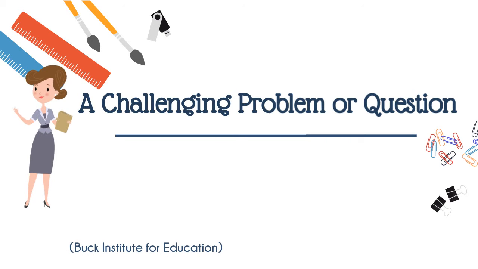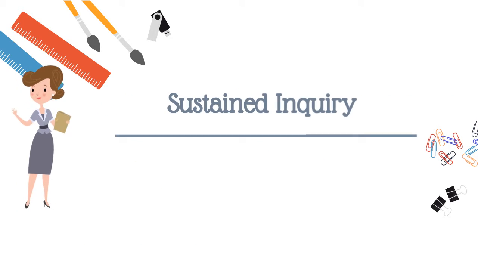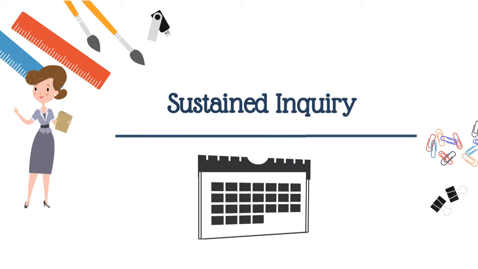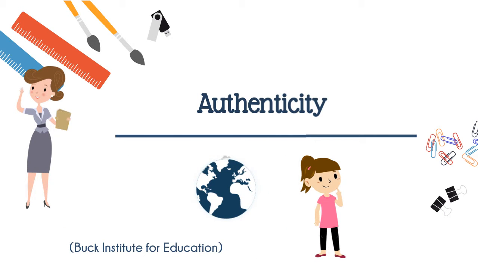First, does the project have a challenging problem or question? The problem to solve or question to answer throughout the project has to be challenging and meaningful to the student. The second item is sustained inquiry. Project-based learning usually requires 10 to 15 hours to work through the entry event, which introduces the project, the inquiry process to research and complete the project, and the final presentation. Third is authenticity. The project needs to include a real-life situation that affects the students.